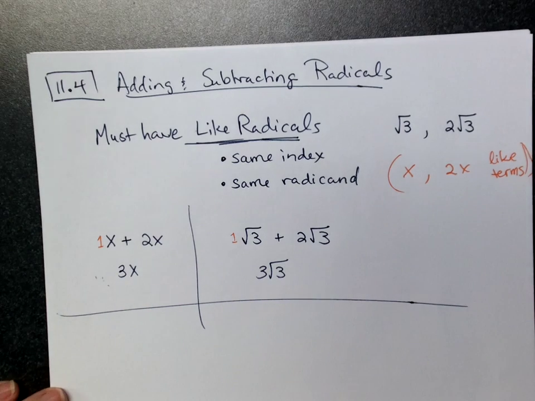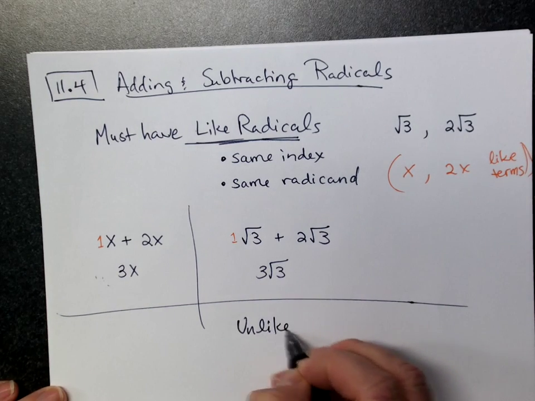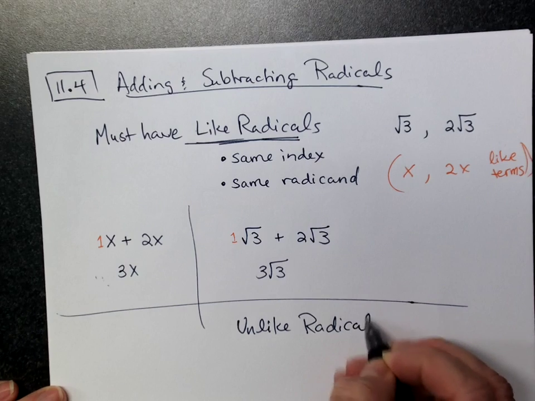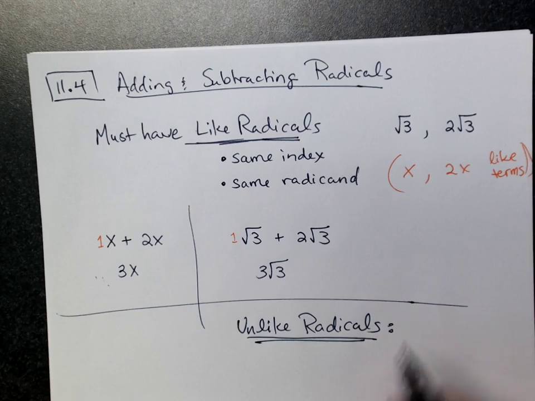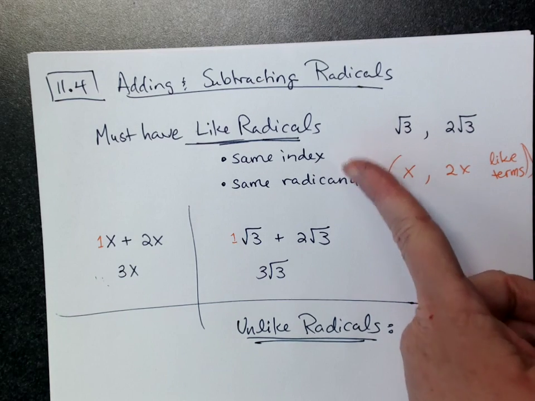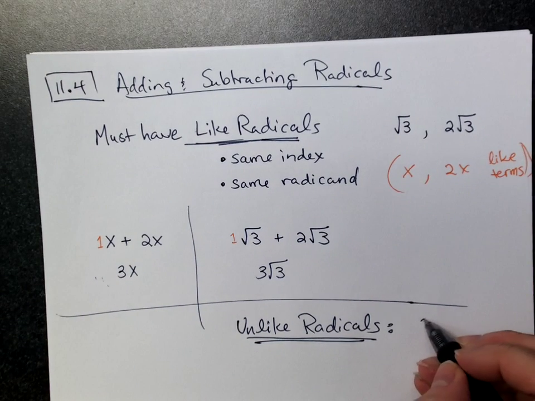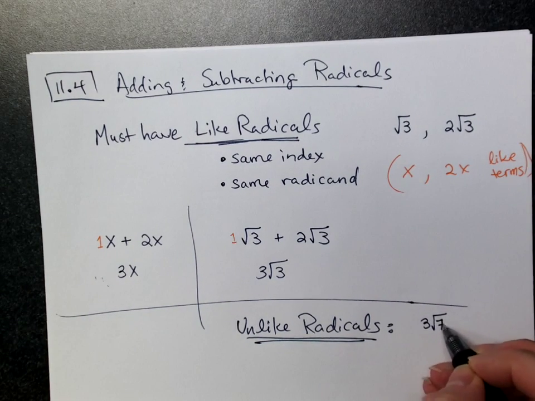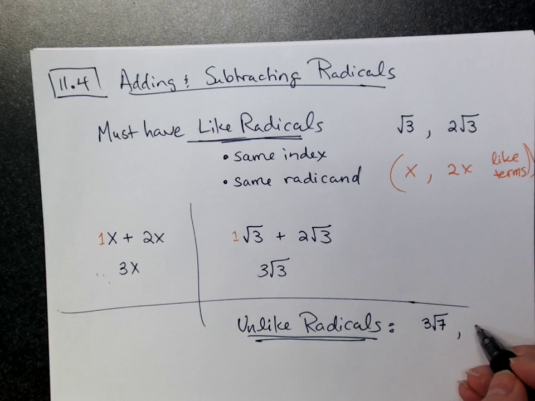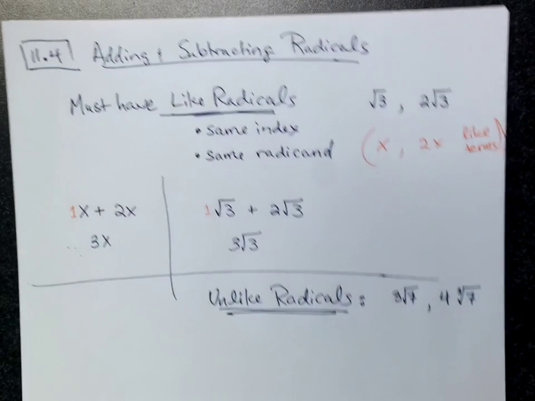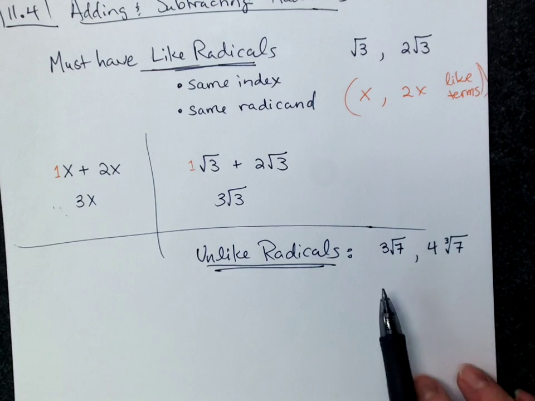Okay? So some examples of unlike radicals. Just like unlike terms might have an x and a y, or an x cubed and an x to the fourth, either different letters or different exponents, unlike radicals have either different indices or different radicands, or both. Okay. So unlike radicals, for example, might be 3 square root of 7 and 4 cube root of 7. Why aren't these like radicals?